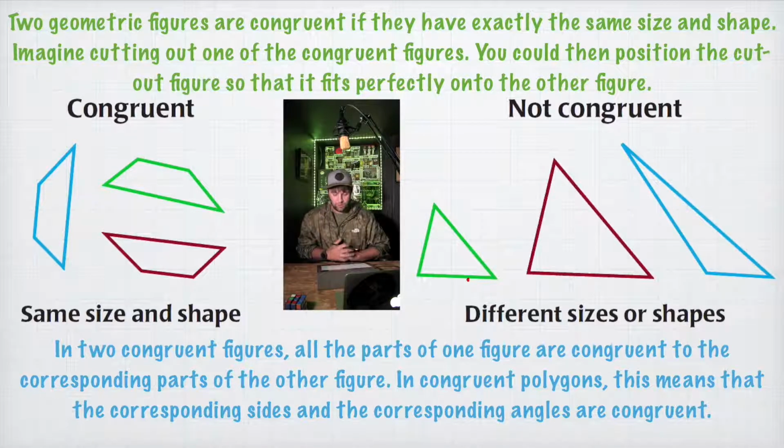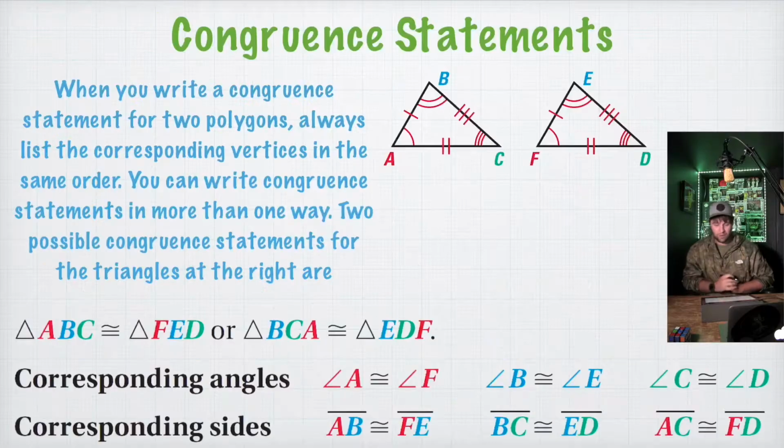In two congruent figures, all the parts of one figure are congruent to the corresponding parts of the other figure. In congruent polygons, this means that the corresponding sides and the corresponding angles are all congruent. So next slide, we'll go over that. Congruent statements. When you write a congruent statement for two polygons, always list the corresponding vertices in the same order. You can write the congruent statement in more than one way.